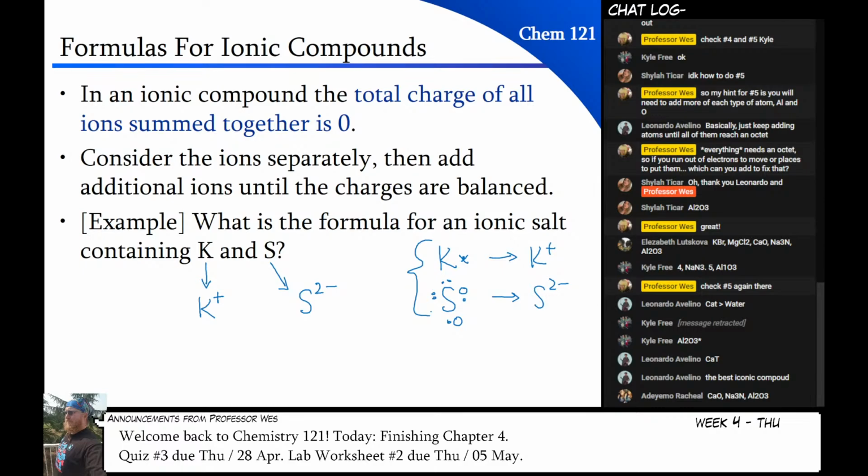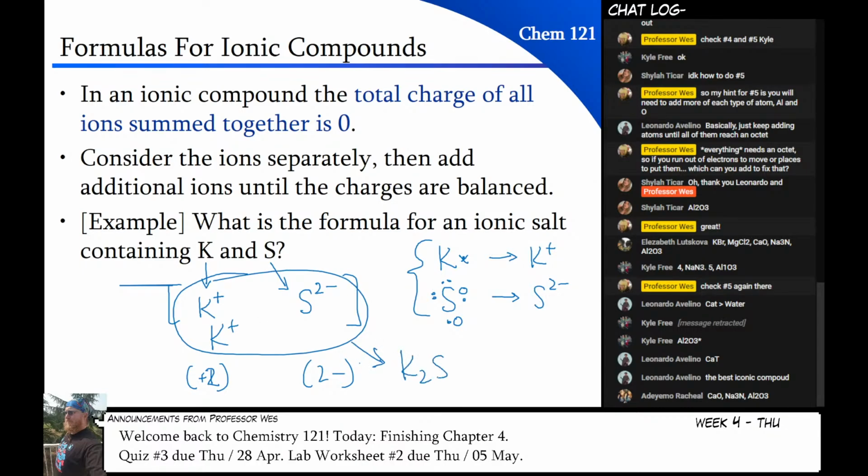But once we get to this point, we can say, okay, do my charges balance out? I have +1 and -2. My charges don't balance out. So this is not the compound that forms. I don't just put 1 K and 1 S together. I need another one, right? Now they balance out. So the formula that I would make would be K2S.